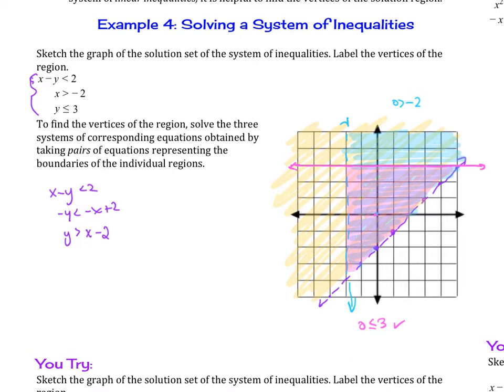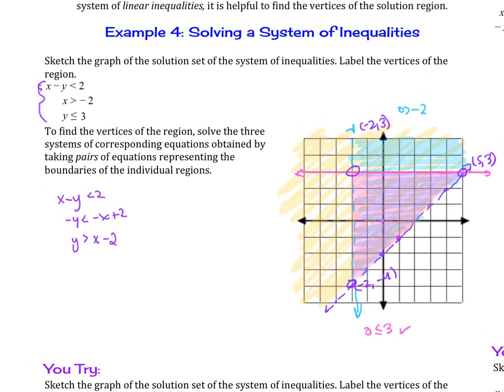So we need to label the vertices. We could solve by solving the system, but we can also just read it. So that's always really nice as well. So they're all open circle. So here, this is negative 2, positive 3. And this point here is 5, 3. And down here, this is negative 2, negative 4. So it's really nice to be able to do that, and you can read that.